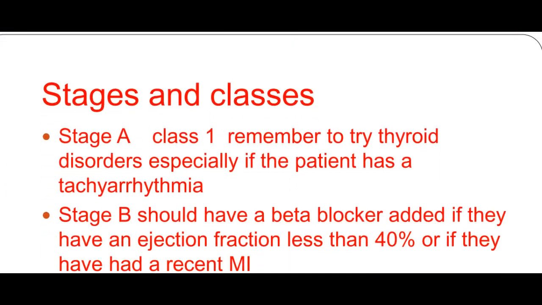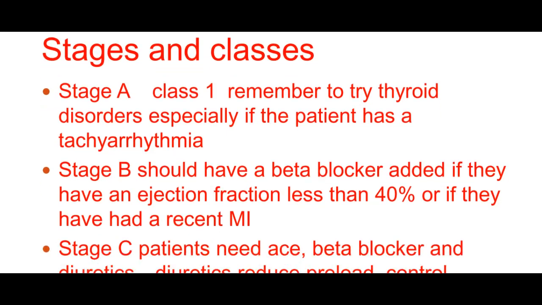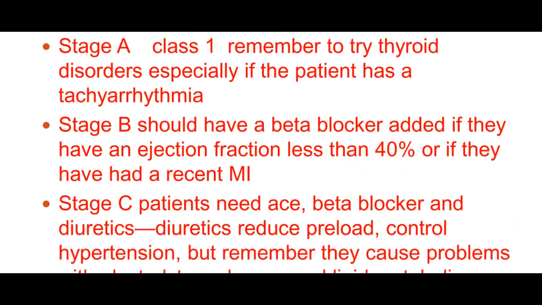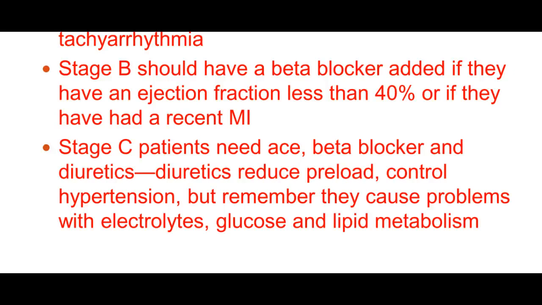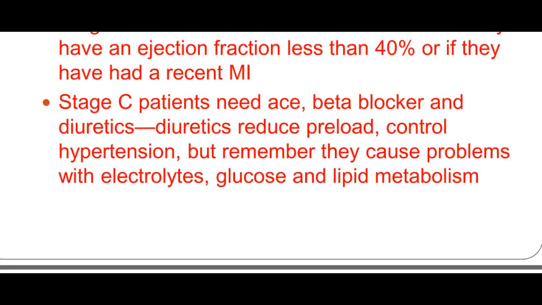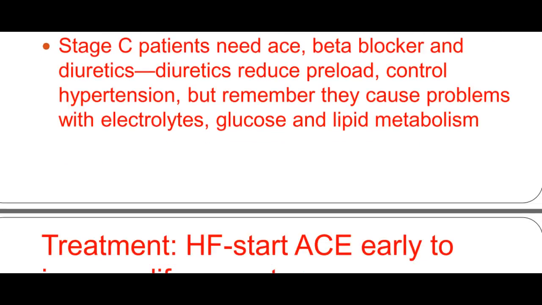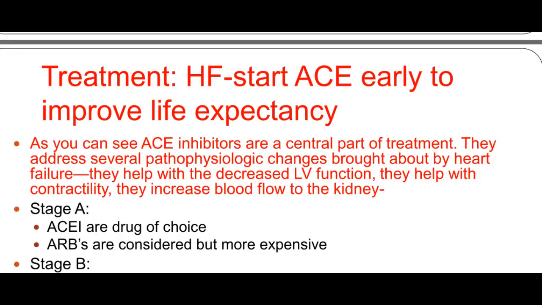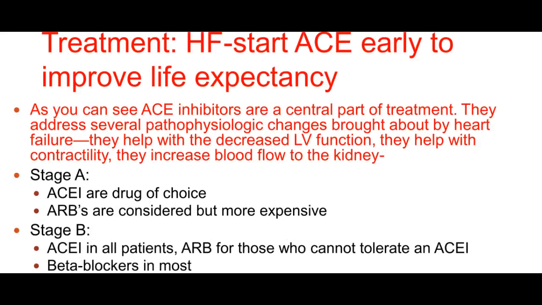Okay, so here's everything you need to know, the skinny on everything. Stage A, remember to treat thyroid disorders, especially if a patient has tachycardia. Stage B, you want to make sure they have a beta blocker added if they have an ejection fraction less than 40. Stage C, they need an ACE, a beta blocker, diuretics. The diuretics reduce the preload and control hypertension. They cause problems with the electrolytes, though, we've all seen these patients, and glucose and lipid metabolism. So that's the dangers of the beta blockers. Most likely your stage C heart failure patients are also diabetics. And then start an ACE early to improve life expectancy. We've seen that now. There's been many studies, and that's what's going on.